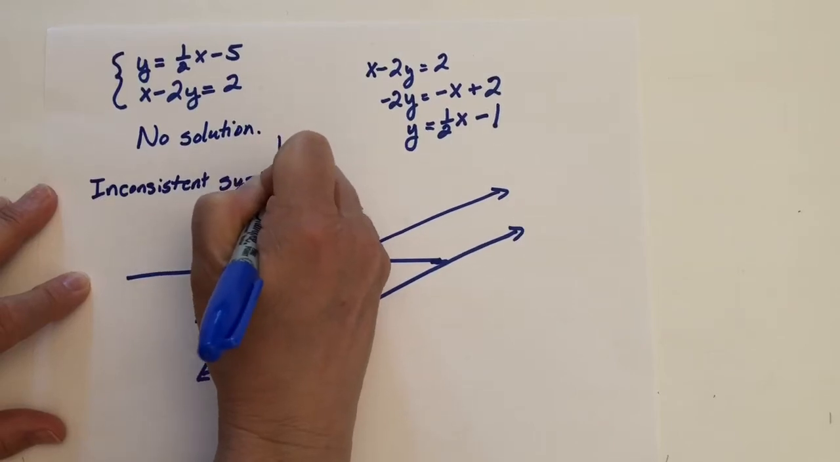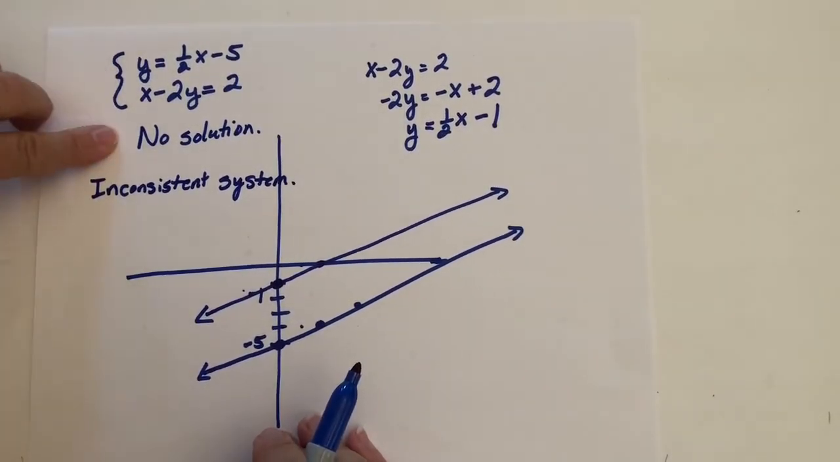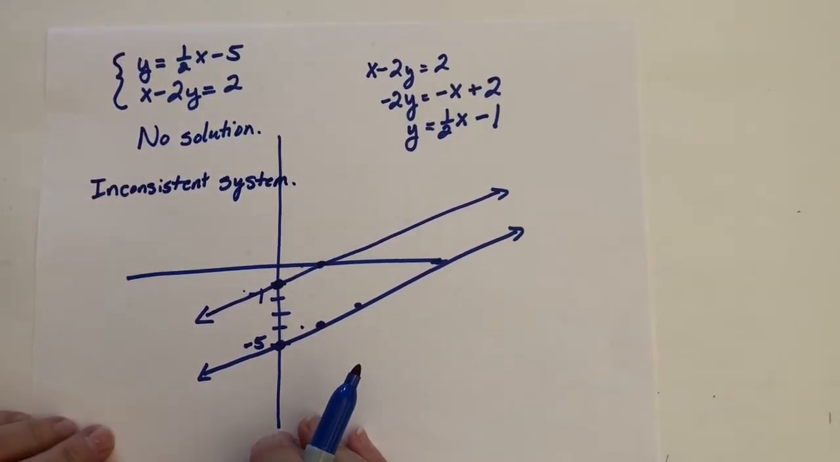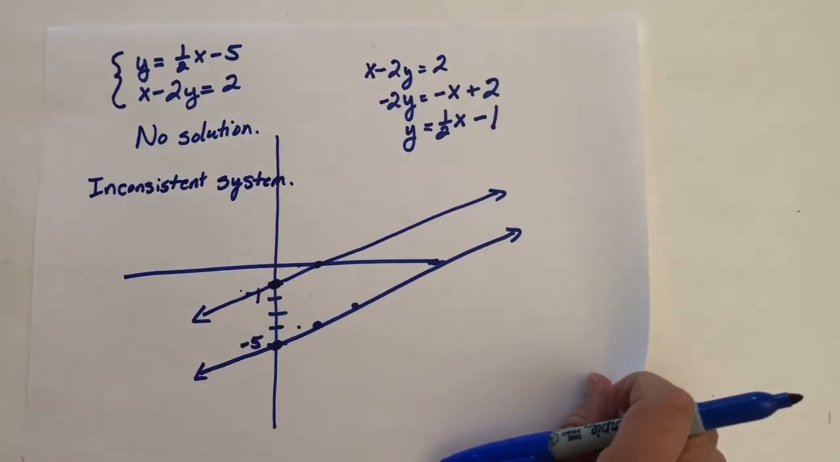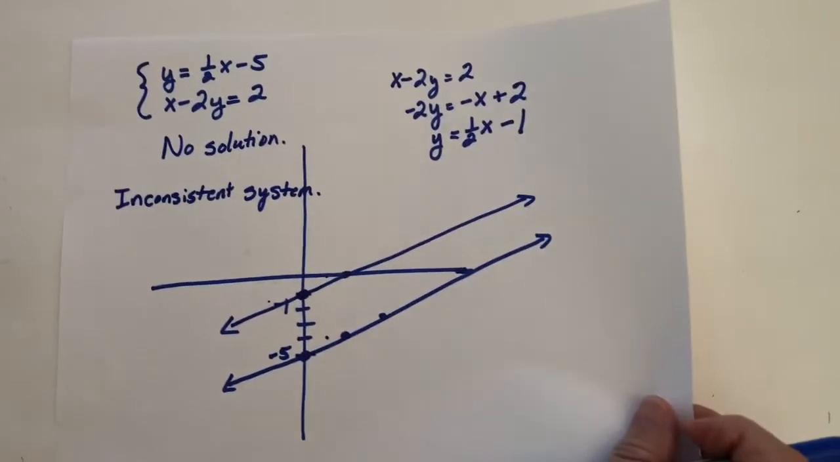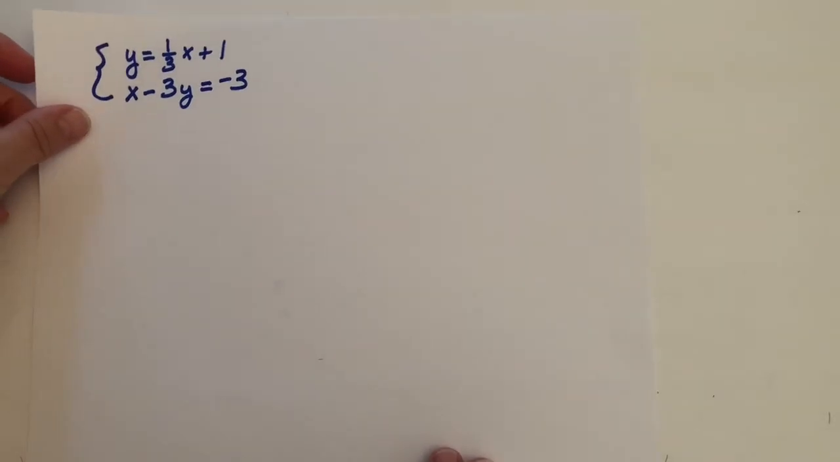But if somebody asked me to solve the system, I would say there is no solution. That would be my answer. Let's look at one more by graphing. And we'll look at this one.